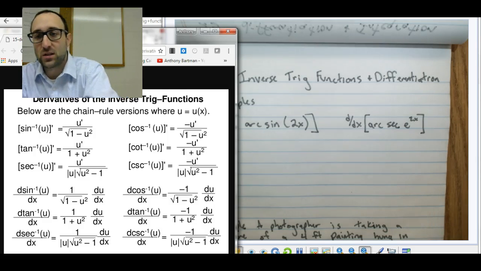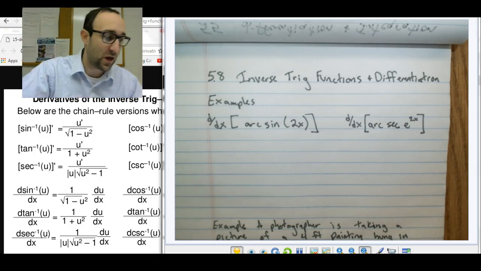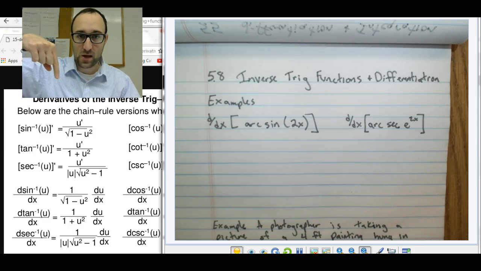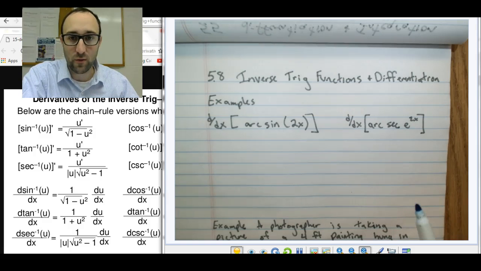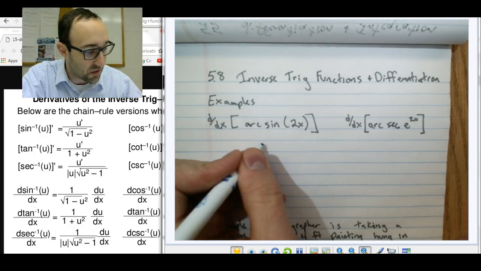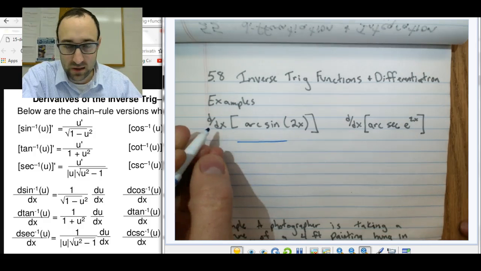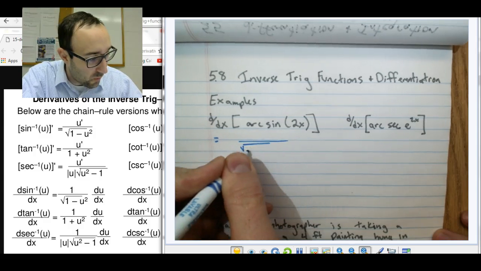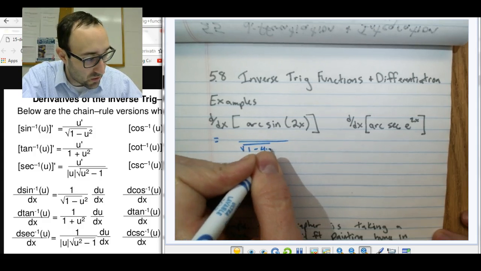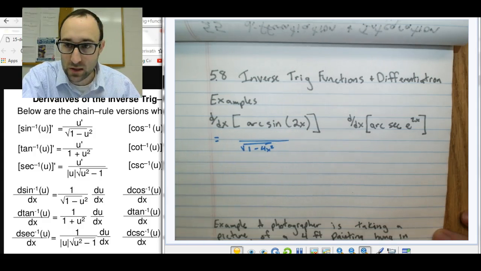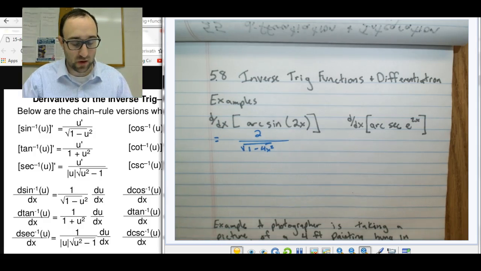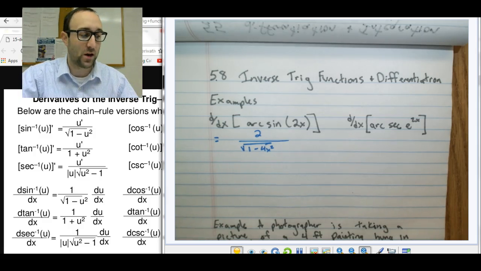Okay, so what we're going to do is go through a couple of these just to make sure that we got it. We have the derivative of arc sine 2x. So it's this first one right below here, sine inverse of u. It's going to be u prime over the square root of 1 minus u squared. I'm going to do that square root part first, because that seems to be easier for me. That's going to equal the square root of 1 minus 4x squared, because the 2 is squared and the x is squared. And then we have the derivative of the inside, which is 2 on top. So it would be 2 over the square root of 1 minus 4x squared.